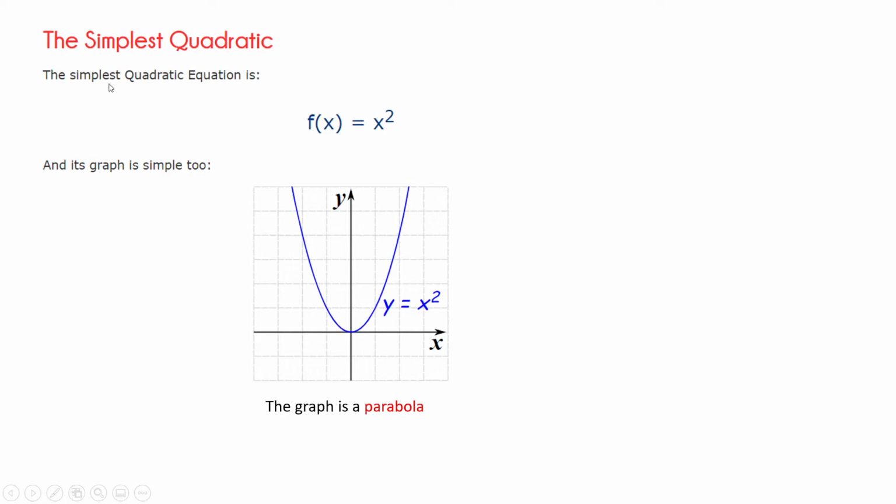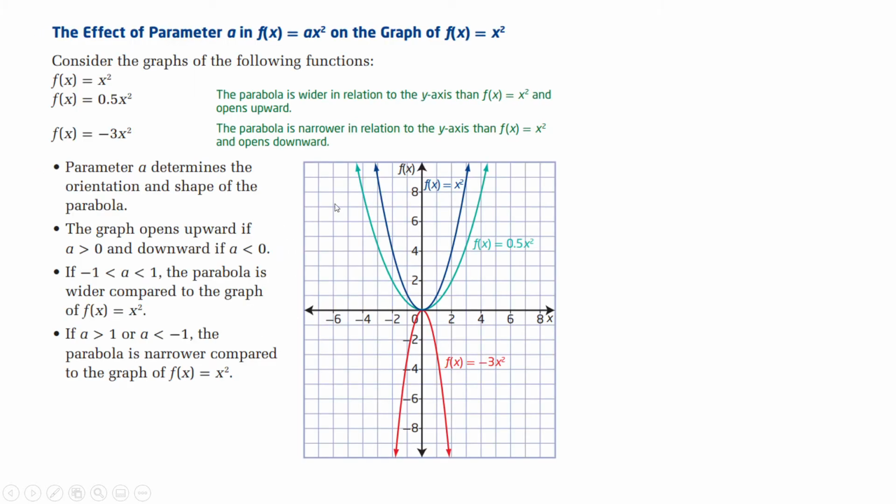So the simplest quadratic function is f(x) = x squared. And the graph is very simple. The name of the graph is a parabola, like this. So we should consider the effect of parameters of a function on x squared.